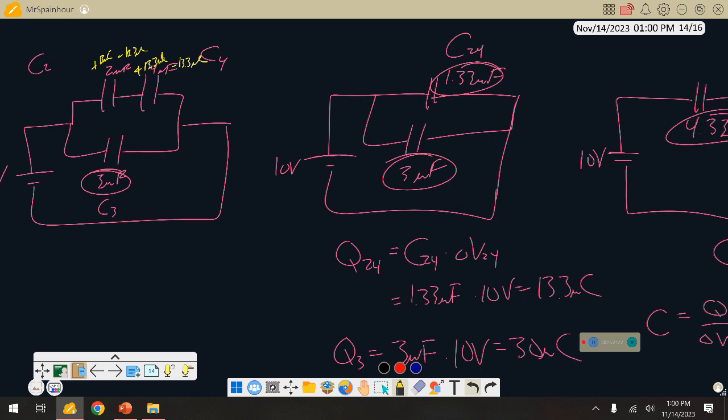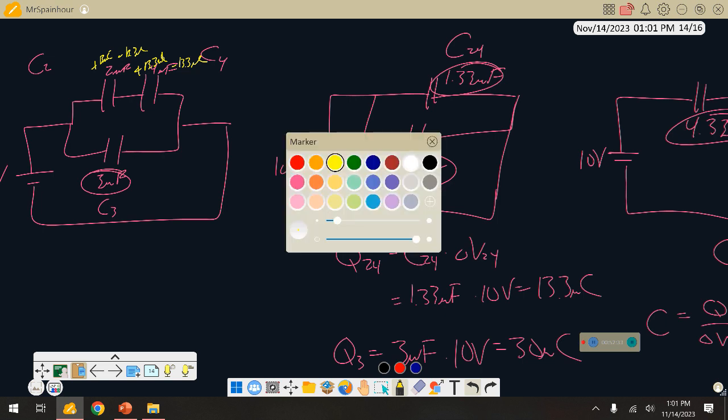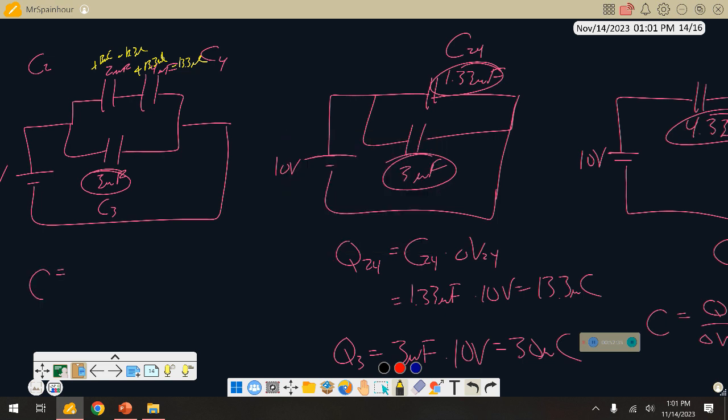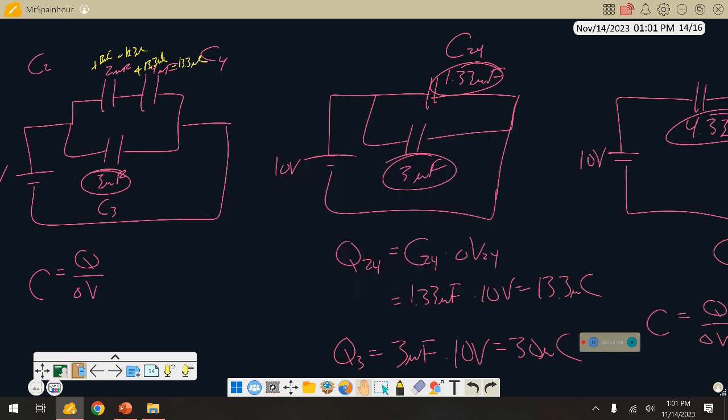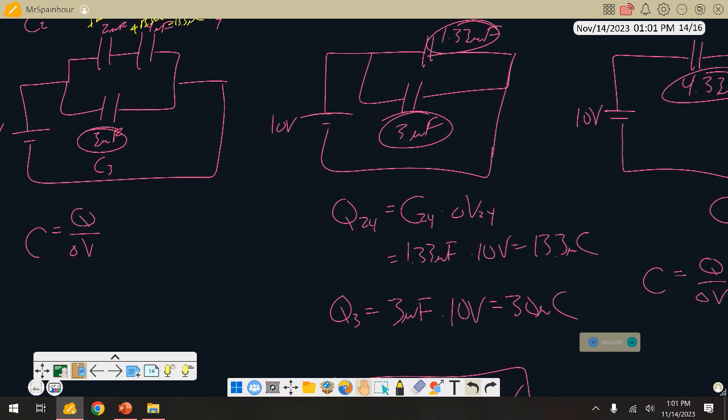But will they have the same voltage? No. So I take my equation for capacitance. The equation for capacitance basically does this. Watch carefully. If you know Q and C, then you know delta V. If you know delta V and C, you know Q. That's the one we used last time. So here we go. I'm going to rearrange this because I want to know the voltage across each of them. So voltage is equal to Q over C.